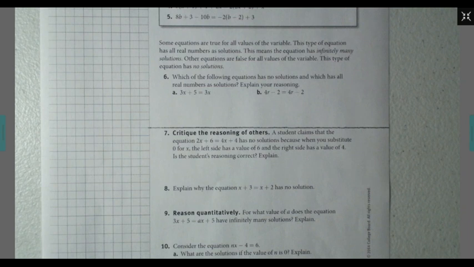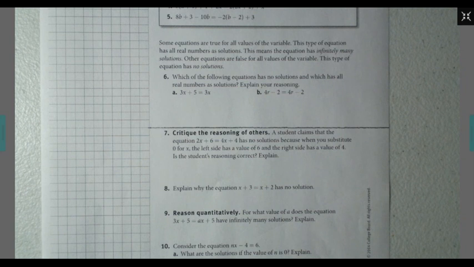All right. Now we're going to cover our second section of today's lesson from lesson 2-4. This section says some equations are true for all values of the variable. This type of equation has all real numbers as solutions. This means the equation has infinitely many solutions. Other equations are false for all values of the variable. This type of equation has no solution.